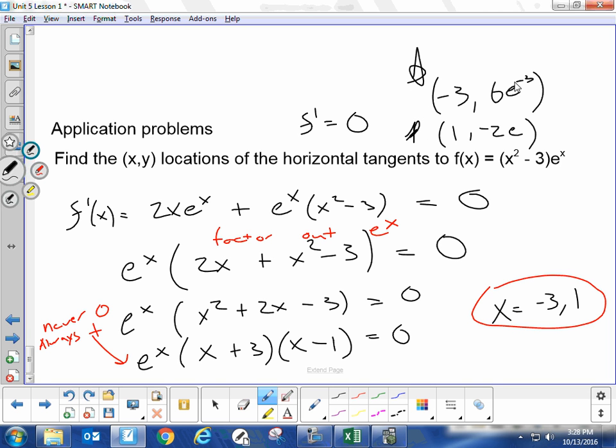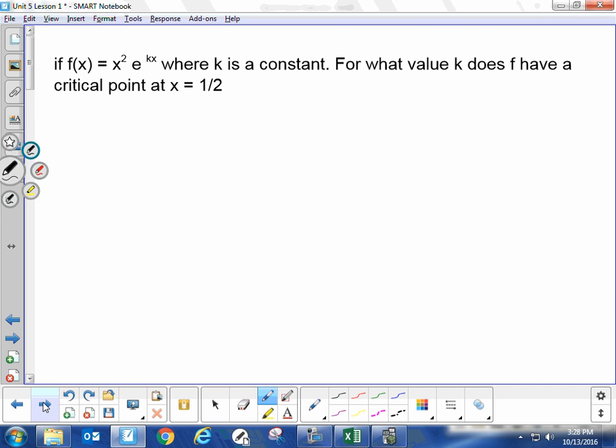Now, notice I got e's here. It's okay. Can't simplify it. It's just a value. Okay? I would rewrite this maybe as 6 over e cubed. All right, good. Next problem.